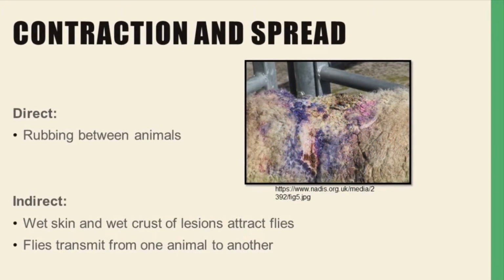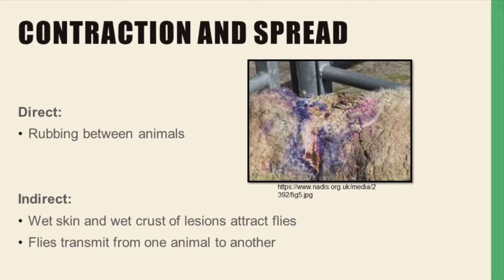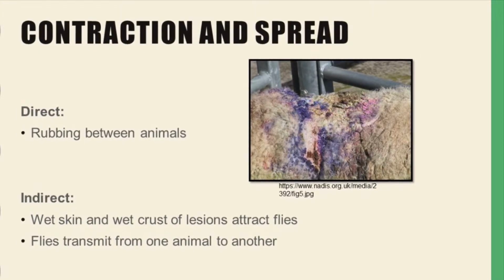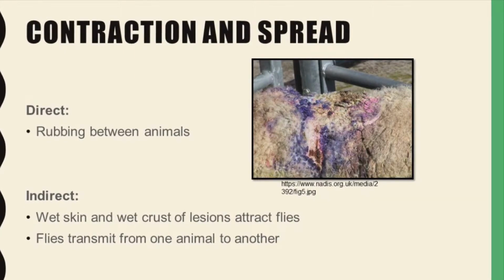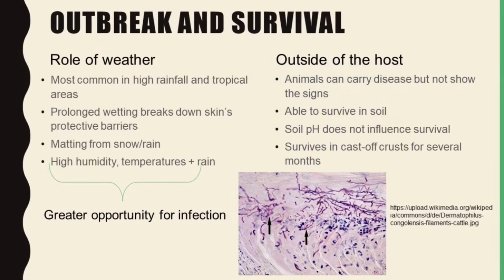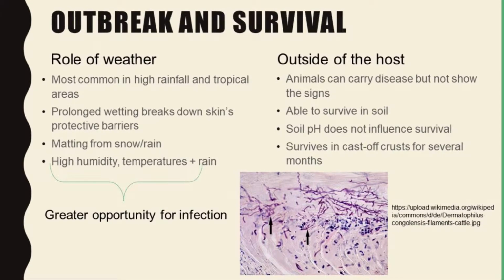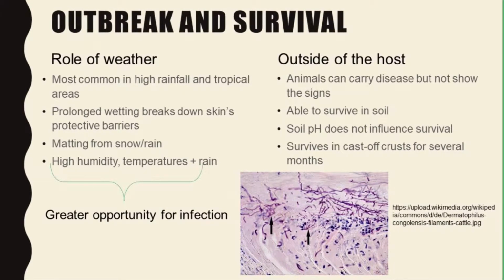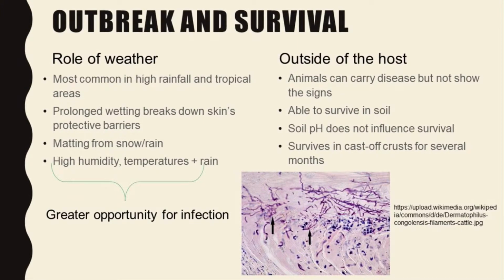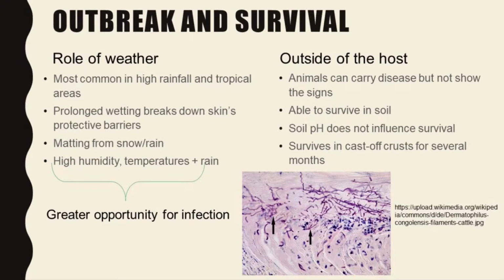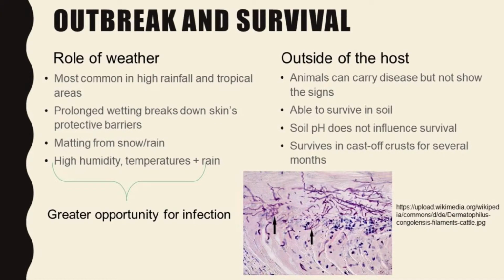Transmission is by direct or indirect contact. Close contact is by rubbing each other when both animals are wet. Wet skin and wet crusts are attractive to flies, which promote the transmission indirectly. Weather plays a huge role in dermatophilosis as it is the most common in areas with high rainfall and tropical areas. Prolonged wetting by rain breaks down the natural protective barriers of the skin and allows the bacteria to spread. Rain and snow that wet hair coats cause matting and present the greatest opportunity for infection.